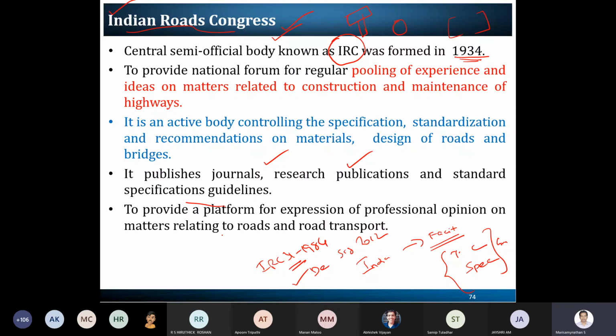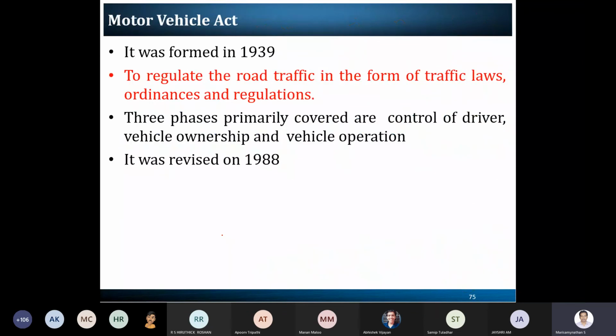So this is with respect to the Indian Road Congress, followed by IRC, you just keep in mind, the Motor Vehicle Act. I don't think I need to define it. Everybody has driving, most of your classmates have driving licenses. Even if you don't have one, you might know the Motor Vehicle Act. What are the rules and regulations? If you are violating them, what will happen?